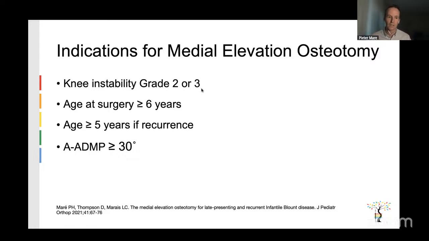Now, I haven't found any normal values, and that's something that we need to look at as well, as a reference for us to indicate what is pathological.